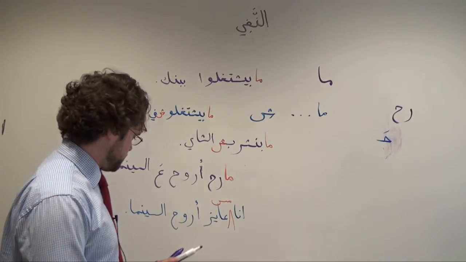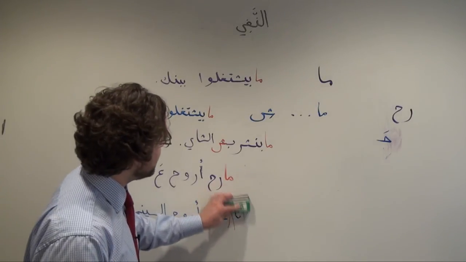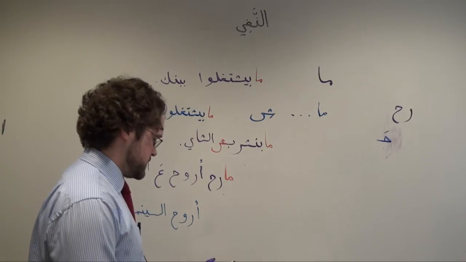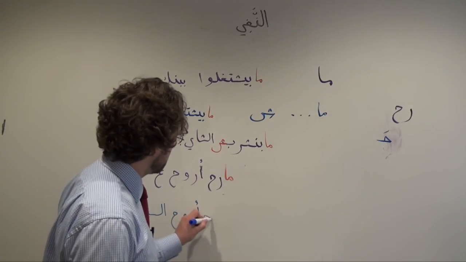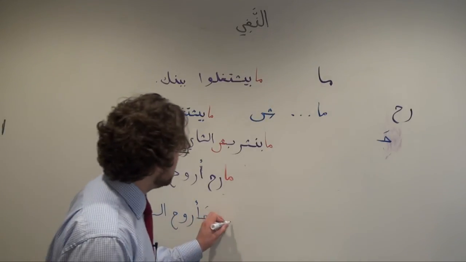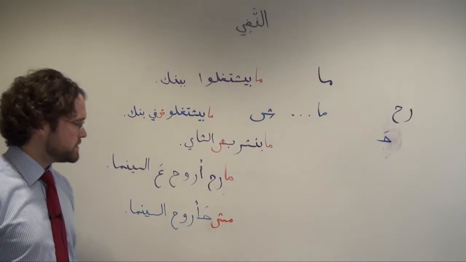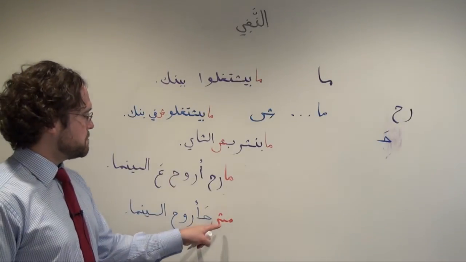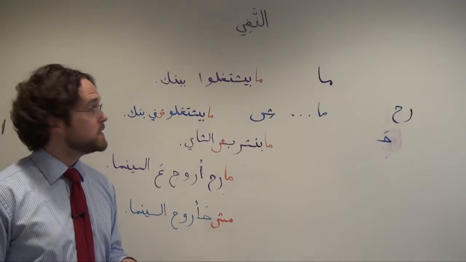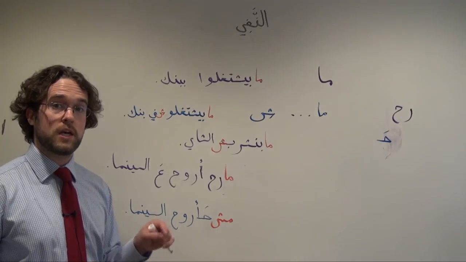In Masri, we're going to do something slightly different. We have our ha, I will go, and I'm going to put a mish. Again, that ma and shin unite together, and I can say mish haruh al cinema. I'm not going to go to the movies. So that is how we would negate the future in Shami and in Masri.